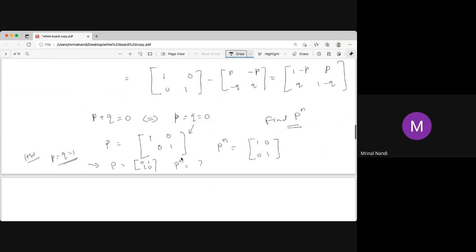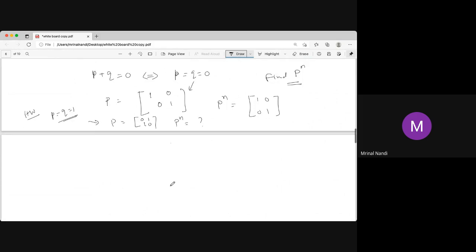Now, next thing is the m step transition function. It is one step, it is m step. So what is the m step transition function?